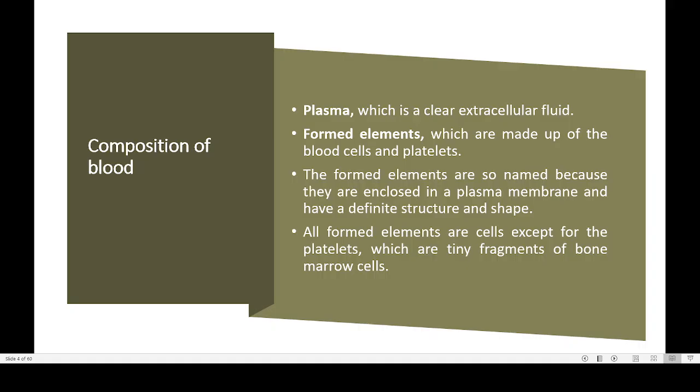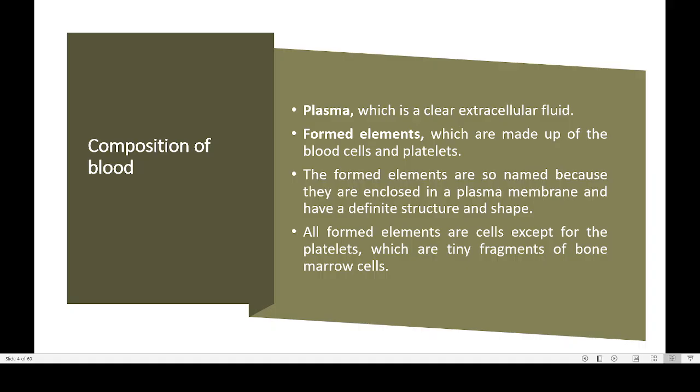Then formed elements. Formed elements are mainly the cells of the blood, which means the blood cells like RBC, WBC and platelets. These are the three different types of cells which form the solid particle or formed elements of the blood. The formed elements are called formed because they are enclosed in a plasma membrane and have a definite structure and shape. They have a definite form. That is why they are known by the name formed elements. They have a cell membrane, a cytoplasm and cellular organelles. So that is the reason why they are known as formed elements.